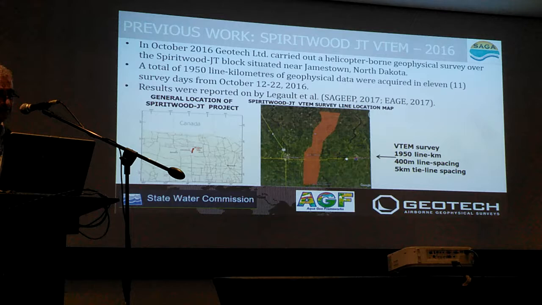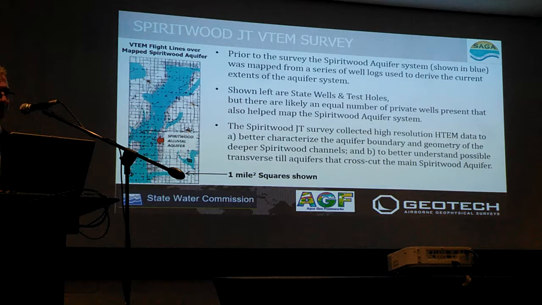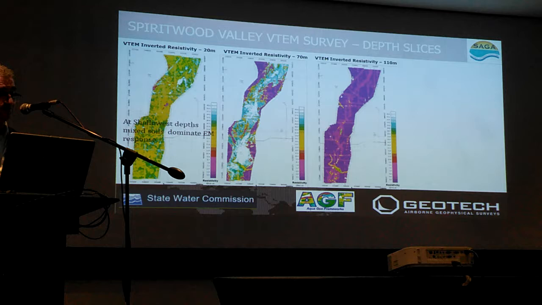This is the flight path over the Spiritwood aquifer. This is what the mapped aquifer looked like in blue, based on the drill hole information. Anyway, the goal was to better characterize the aquifer boundary and the geometry of the Spiritwood channels, and understand transverse till aquifers. You can see what the transverse aquifers are: this is the main Spiritwood aquifer, and these are called transverse aquifers that are also important, that they didn't know a lot about.